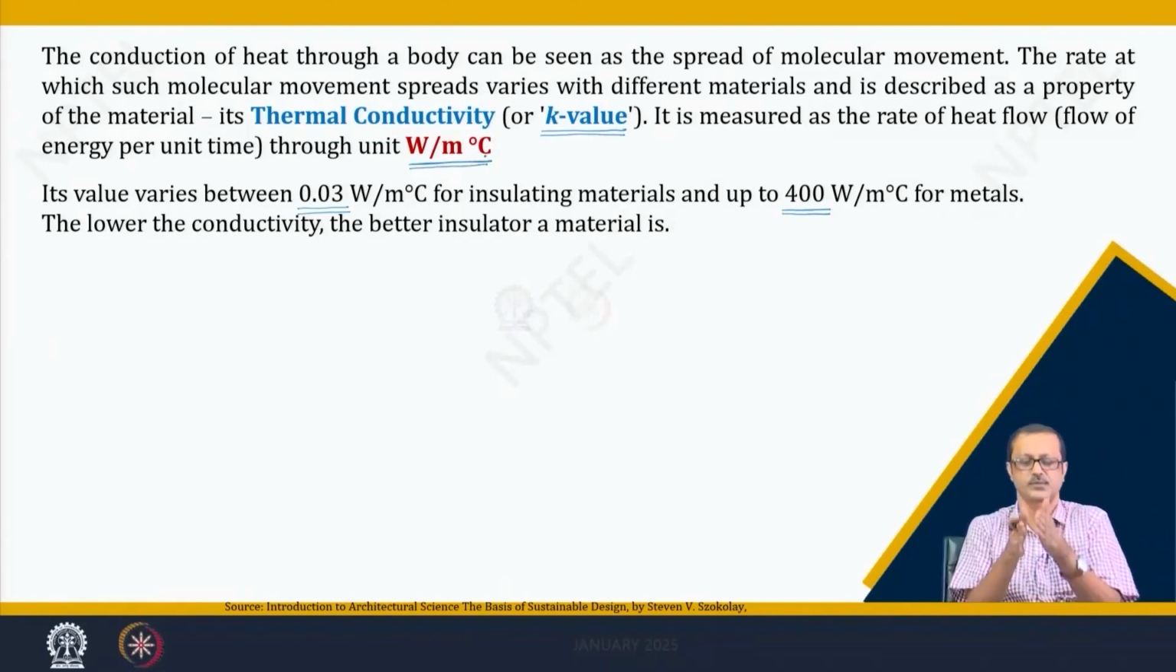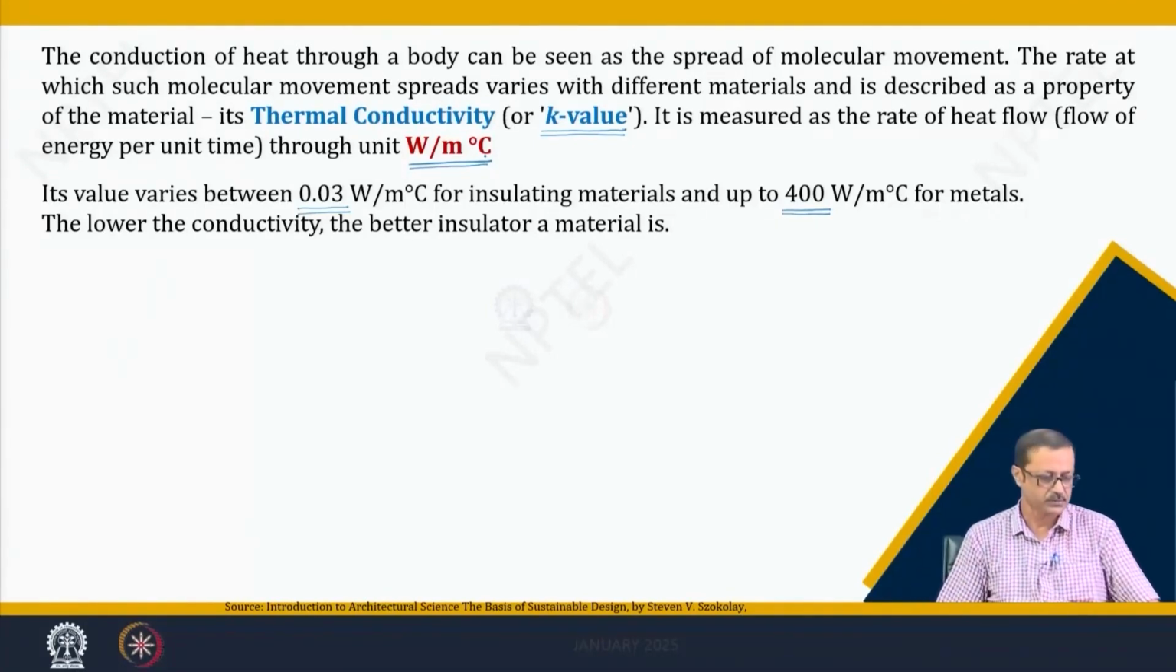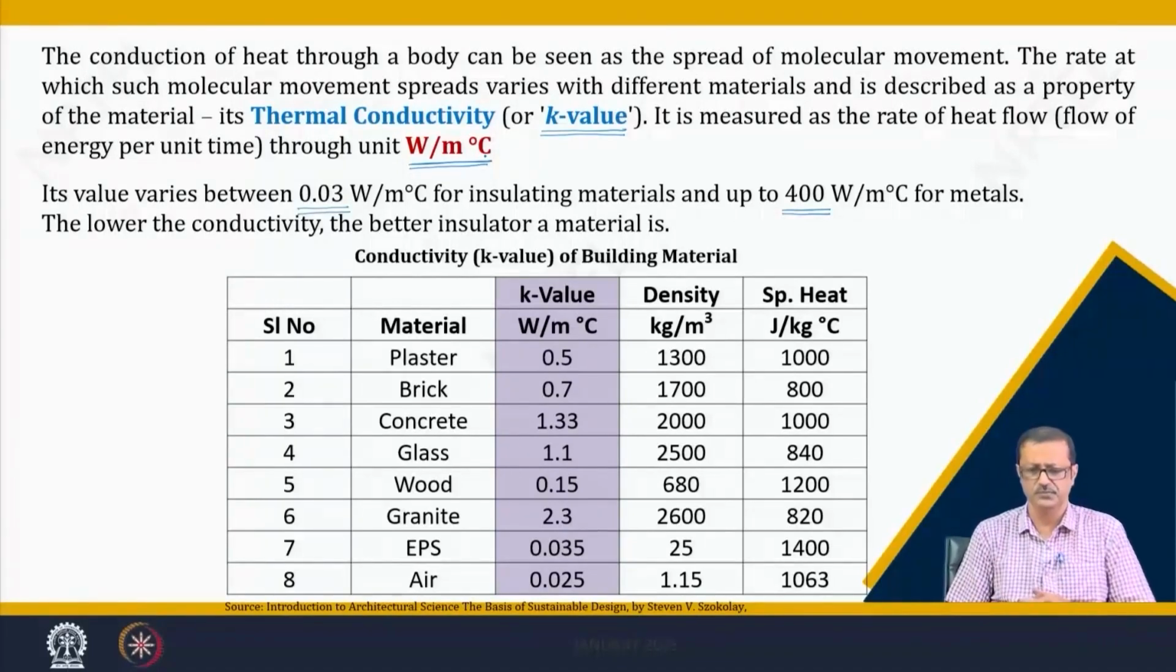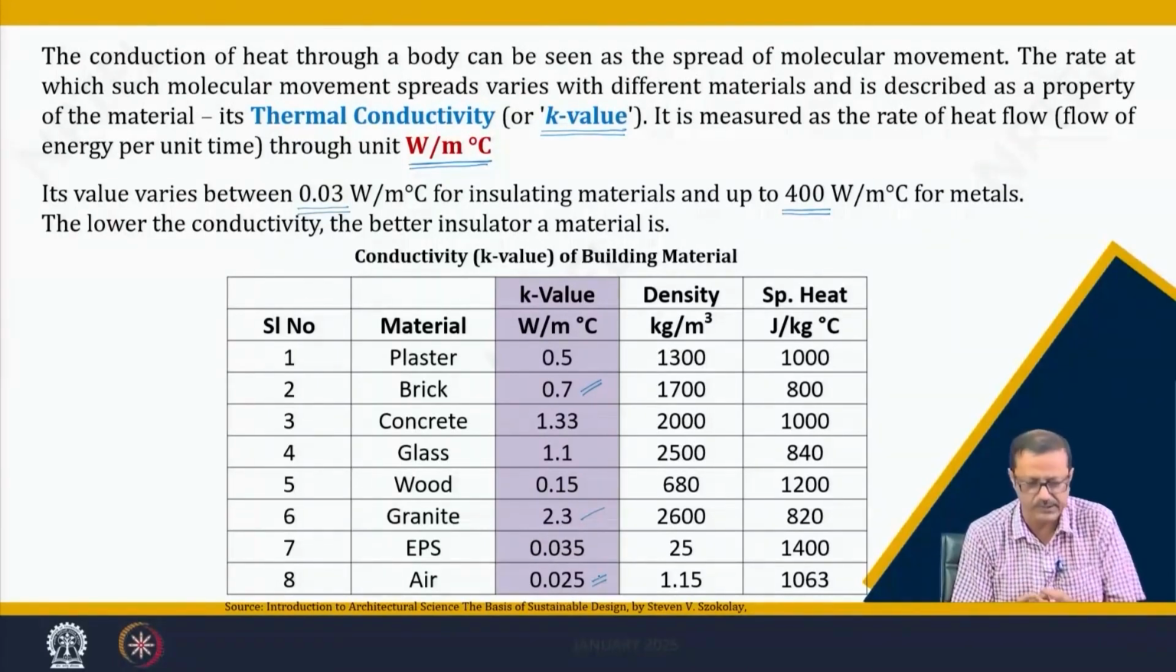So, per unit of thickness, if there is a 1 degree temperature difference, how many watts, how many joules per second of energy is conducted from one point to the other. I have listed down the K values of some materials. Plaster is 0.5, granite is 2.3, brick is 0.7, whereas air is 0.05, a very insulative kind of material. EPS, extended polyester, something like a hard thermocol, is almost 0.035.